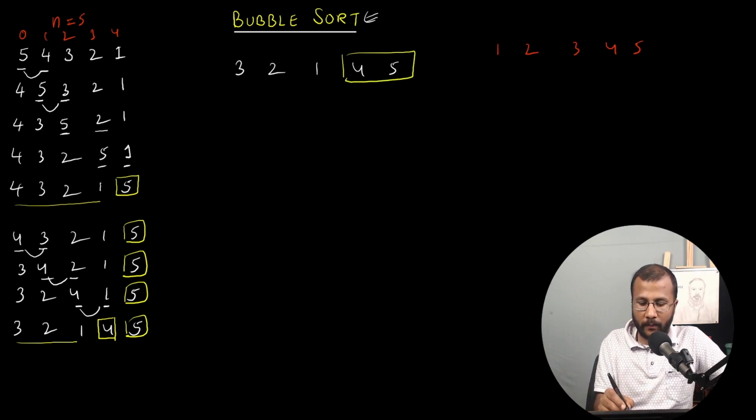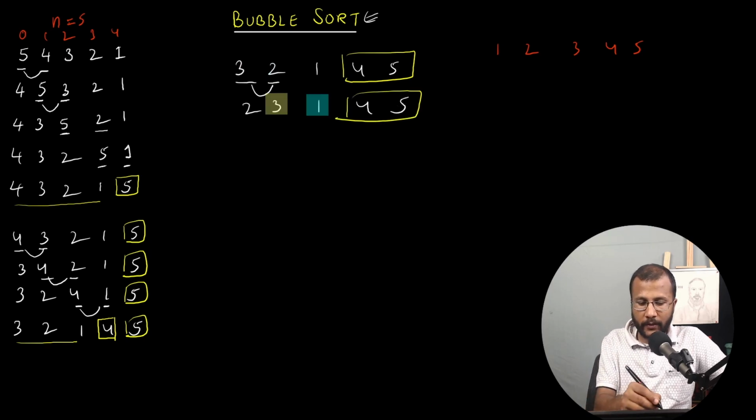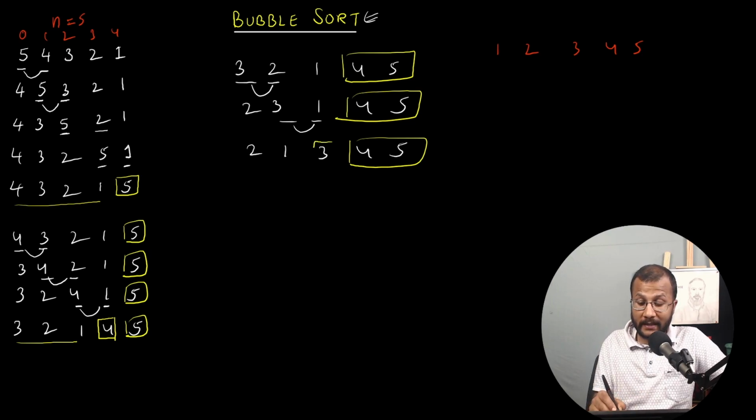Now first of all, I'll compare 3 and 2. 3 is more than 2, so swapping is required, so it becomes 2, 3, 1, 4, 5. Now I compare 3 and 1. Okay, 3 is more than 1, that is true. So swapping is required, so it becomes 2, 1, 3, 4, 5. Now if you see, we have also placed 3 at its correct position, right? So we say 3 is sorted, 4 and 5 were already sorted.